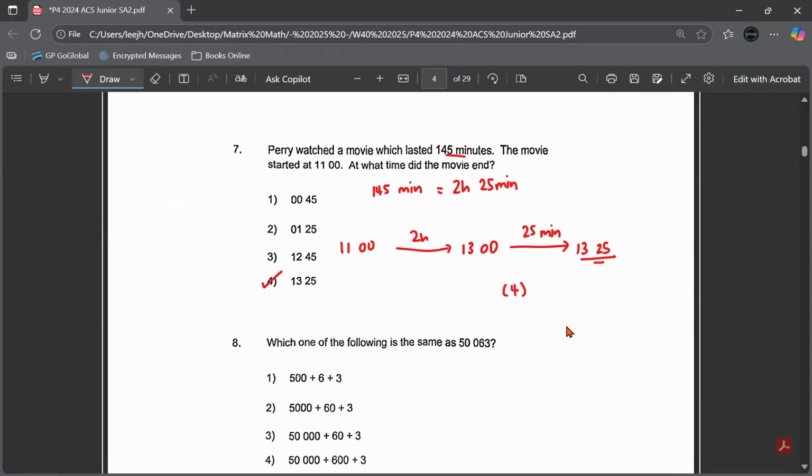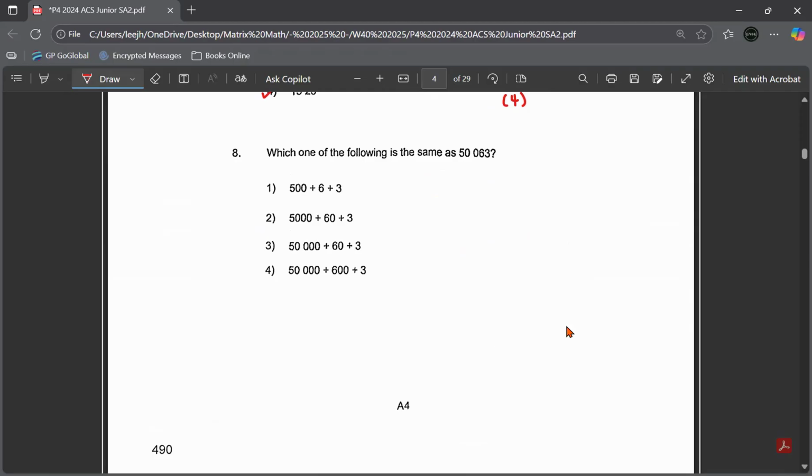Okay. Question 8. Which of the following is the same as 50,063? You just have to find the value of each option and you will be able to get your answer.